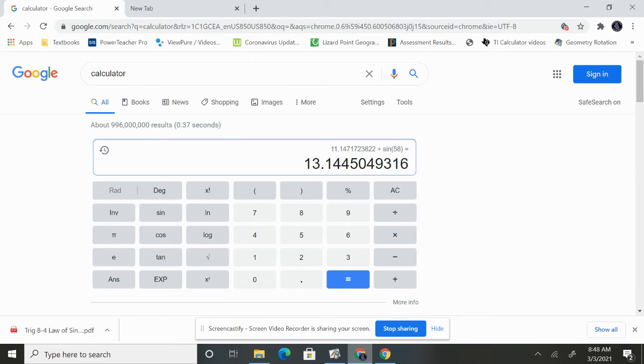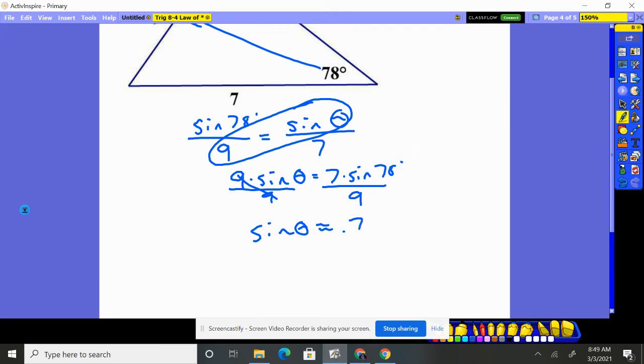So let's go back to our calculator, clear out. We're still in degree mode. That's good. 7 times the sine of 78 divided by 9. So here's what we have: 0.7607, blah, blah, blah. It goes on forever. So what are we going to do? We're going to take the inverse sine of both pieces, and that will give us theta.